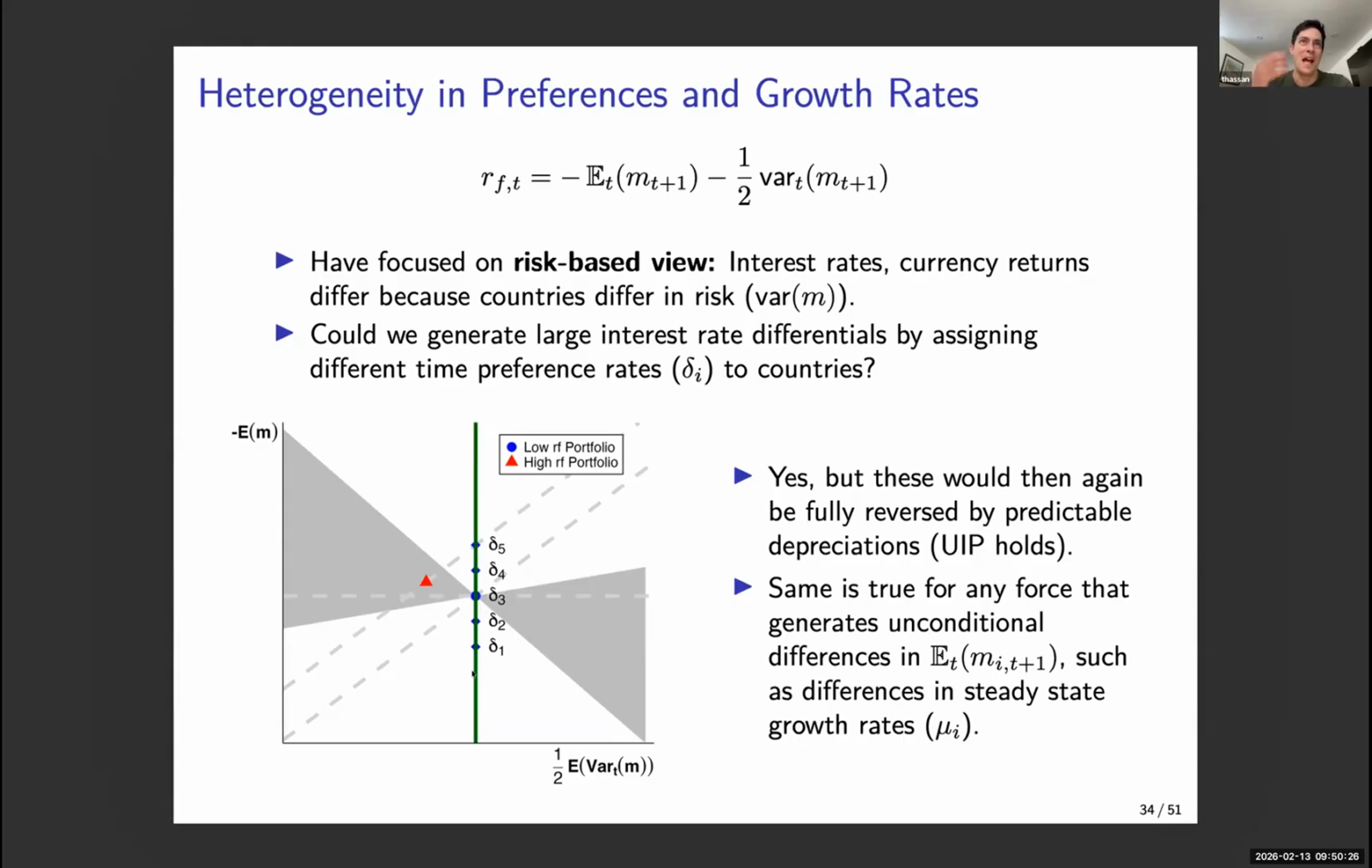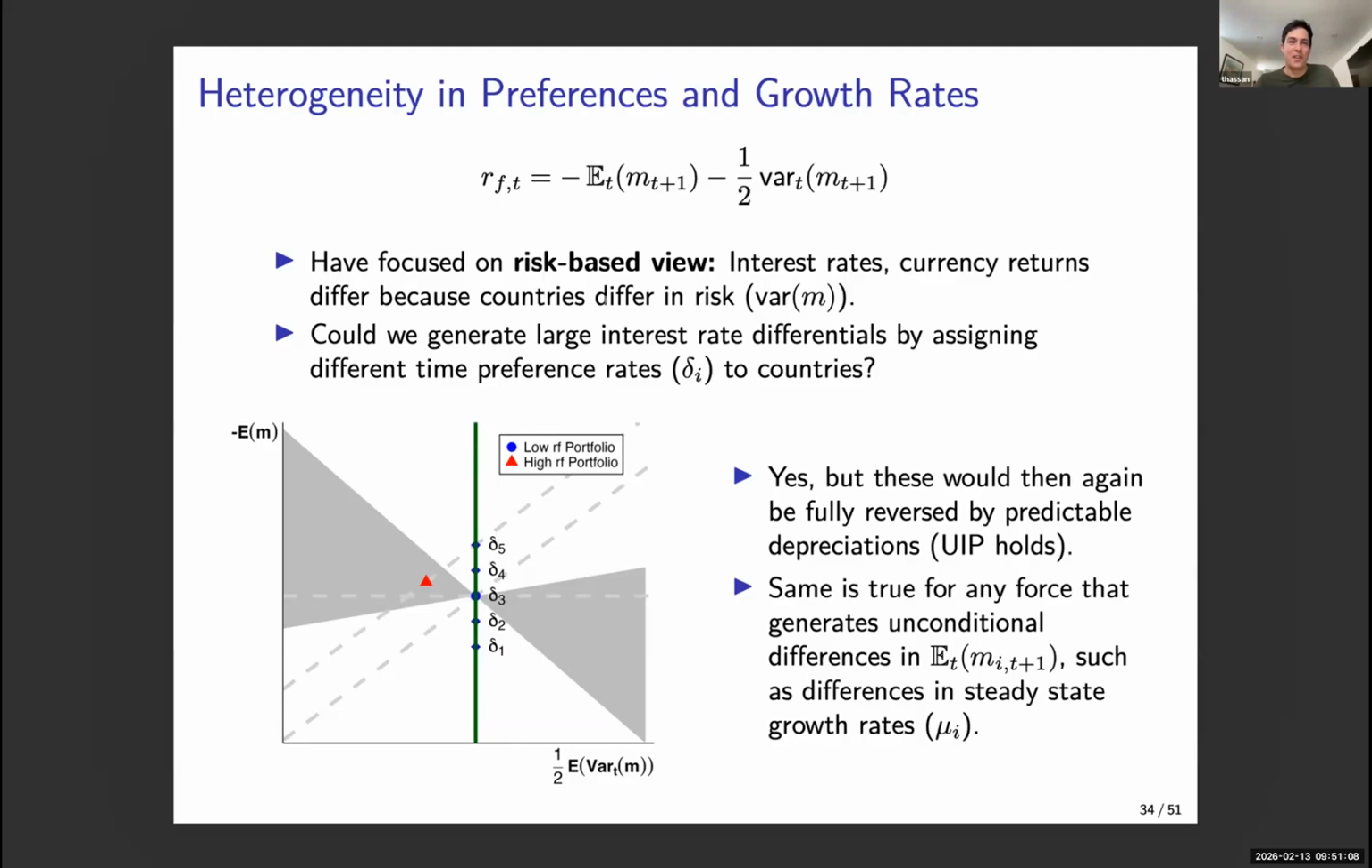So you can think of the finance way of thinking about differences in interest rates as all about the variance of M. But before we started doing this, there was also a macro way of thinking about differences in interest rates, which was always about the E of M. So you're asking me, why can't we just modify the time preference rates to match interest rate differentials? And the answer is, well, because that would be just a difference in the E of M without having a difference in the variance of M, and is therefore going to induce interest rate differentials that are reversed by predictable depreciations. And there we have the bloody exchange rate predictability again, right?